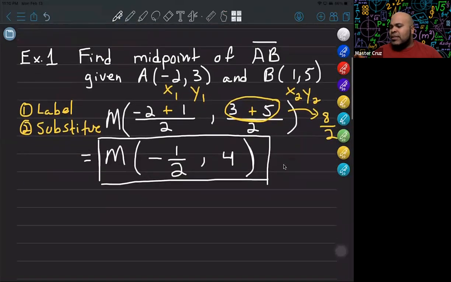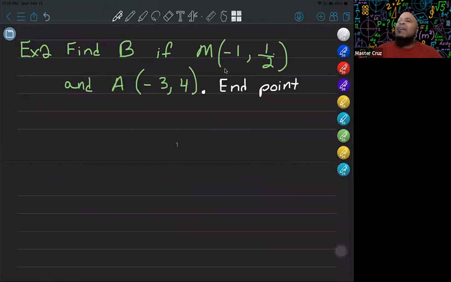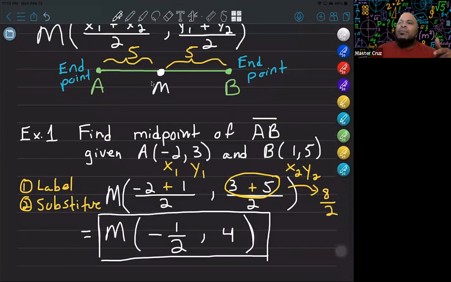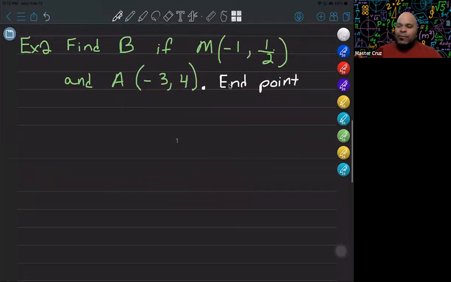Example 2 is a little bit different because for example 2, they gave us the midpoint. In this case, the midpoint is -1 comma 1/2, and they gave us one of the endpoints, -3 comma 4. They want us to find B, which is the other endpoint, right? So if I go to this illustration, endpoint, midpoint, endpoint, they gave us these two. They want us to find the last endpoint. How do we do that? Well, we can still use the same formula. We're just going to use it a little bit different this time.